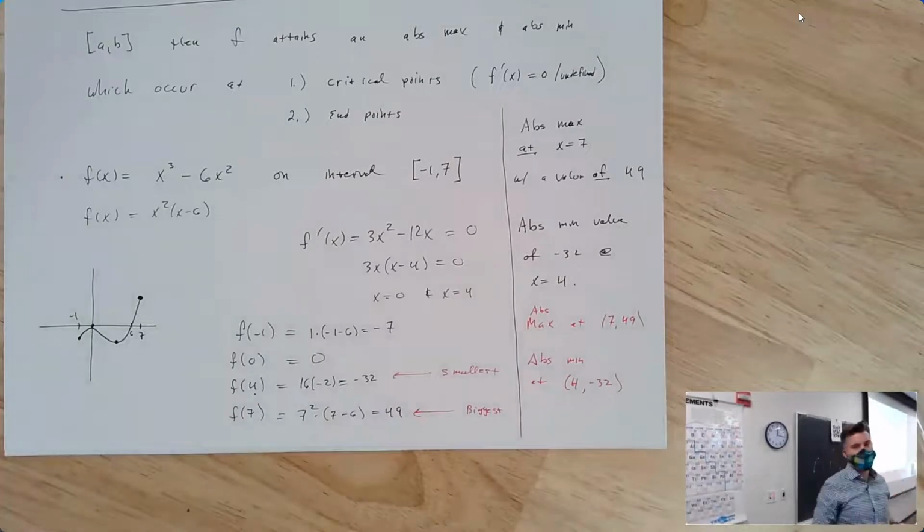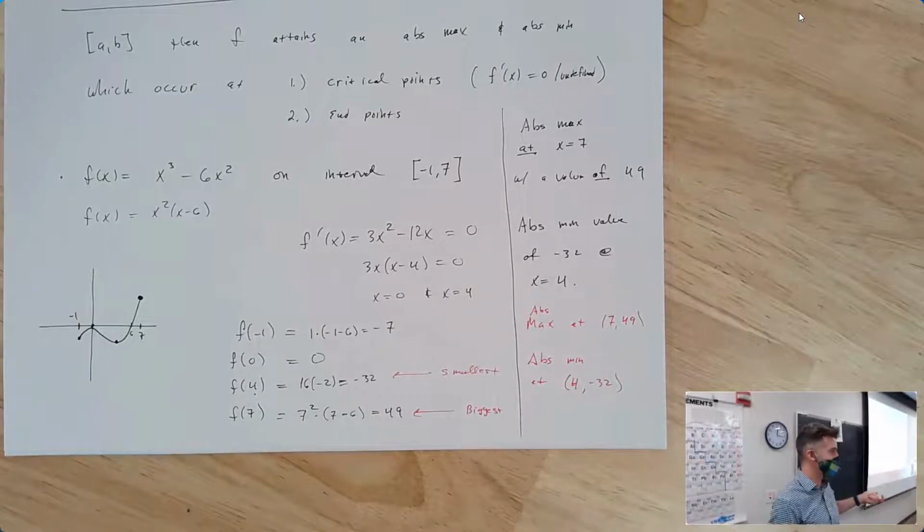Just be careful, because sometimes they might ask you for the maximum value. So if I said, what's the maximum value of this function? Our answer shouldn't be 7, their answer should be 49. But they might ask, where does the absolute maximum occur? And then our answer is 7, not 49. So just be careful. The where is the x thing. The value is the function value, or the y.